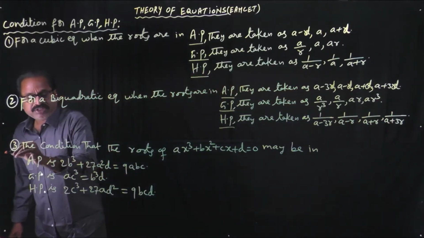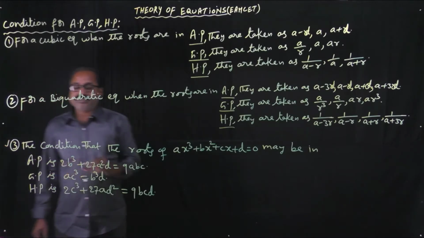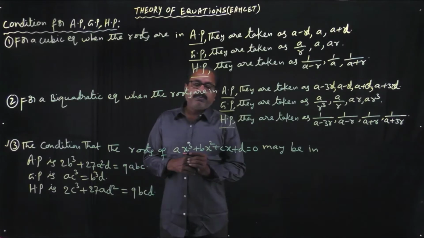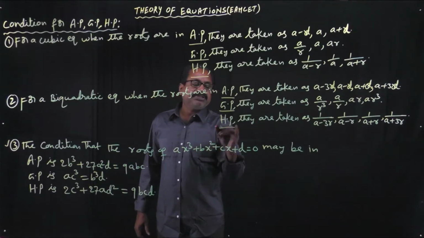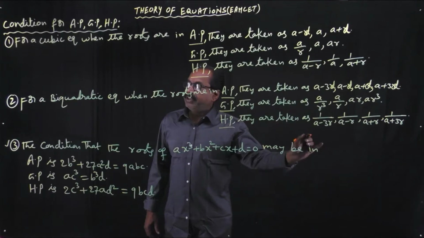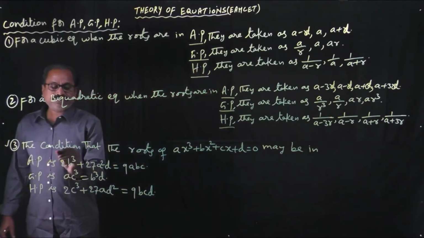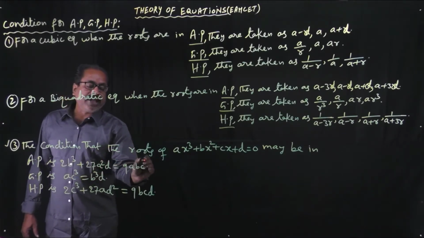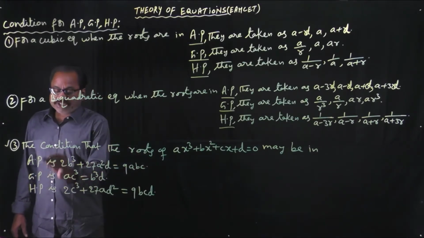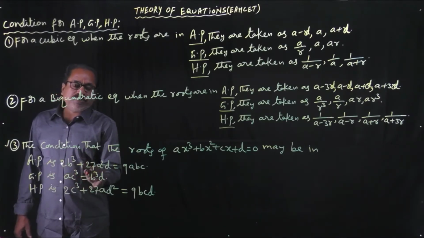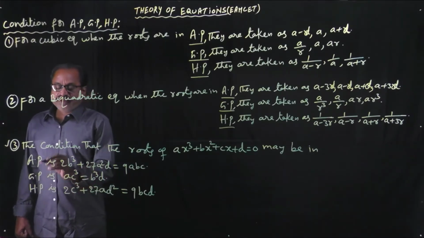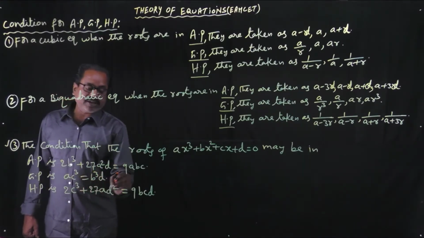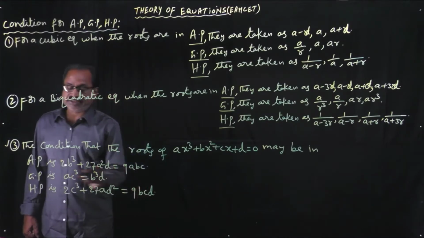Third point, a very important concept: the condition that the roots of ax cube plus bx square plus cx plus d equals 0 may be in AP is 2b cube plus 27a square d equals 9abc. GP is ac cube equals b cube d. HP is 2c cube plus 27ad square equals 9bcd.